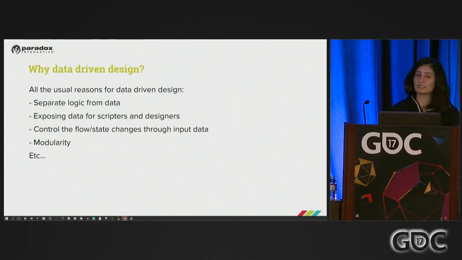Some of the benefits of this method, which you're probably familiar with, is separating the data from the logic, making the data accessible to scripters and designers. It's also a good way of controlling state changes from the input data rather than in code, as well as a modular way of building features. These are general benefits, but I want to go more into depth about why Stellaris benefits from this model.